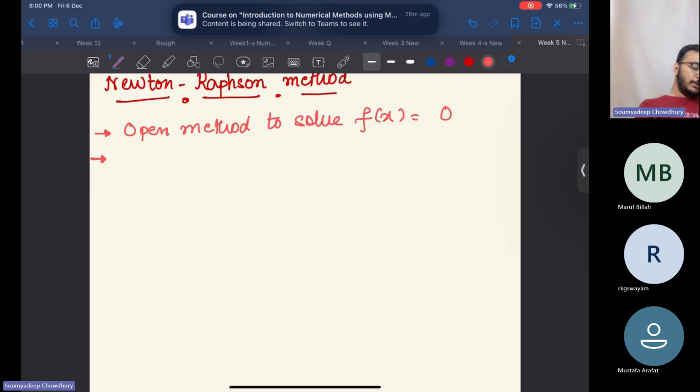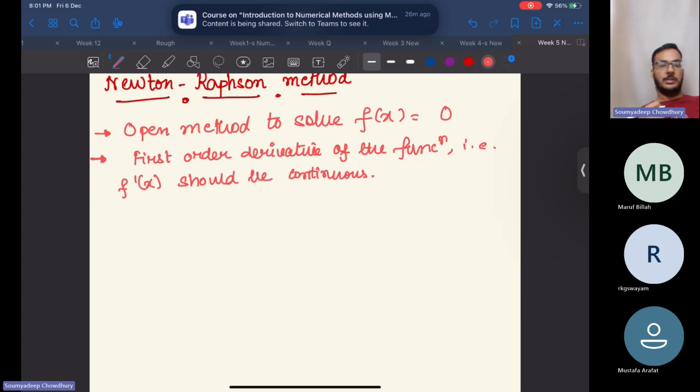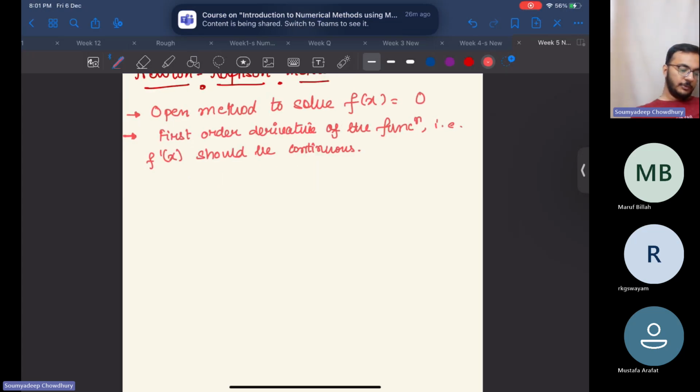In order to solve the equation by the Newton-Raphson method, the first order derivative of the function, that is f dash x, should be continuous within the entire real number interval. Because we are using the derivative of the function here, it has to be continuous. There should not be any discontinuity in the derivative of the function. If there is a discontinuity, that function cannot be solved using the Newton-Raphson method. So we'll see why.